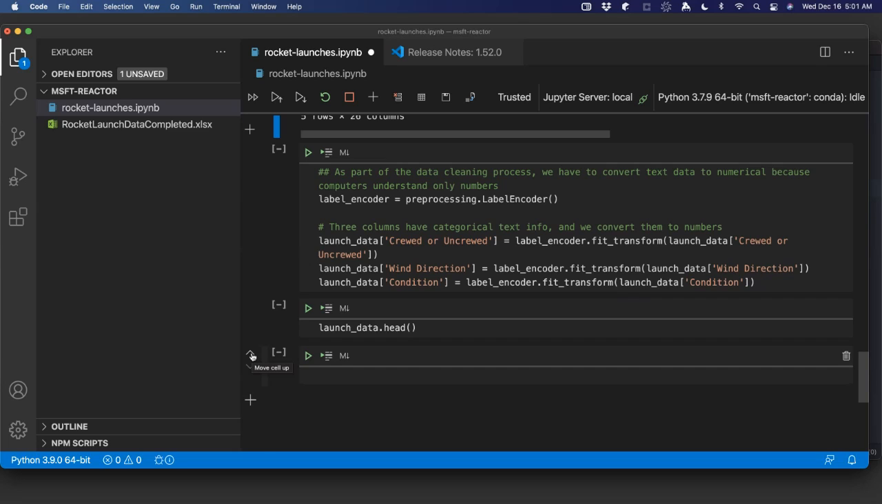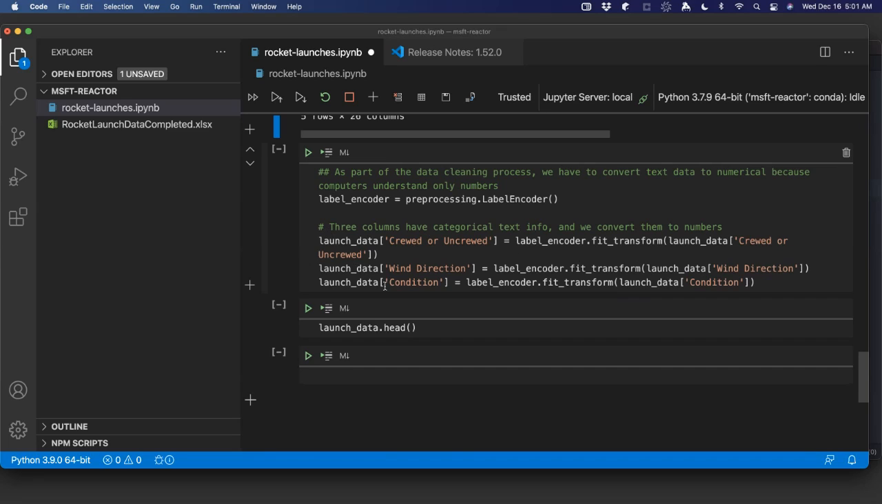There's a whole series of strategies for converting categories into numbers, but we're going to be using a useful function called the label encoder from the preprocessing package that we imported above. So we're going to say take the crewed or uncrewed data and encode it to the numeric value associated with it. That's going to go through and count how many different values there are, and then it'll start counting at 0 and assign accordingly.